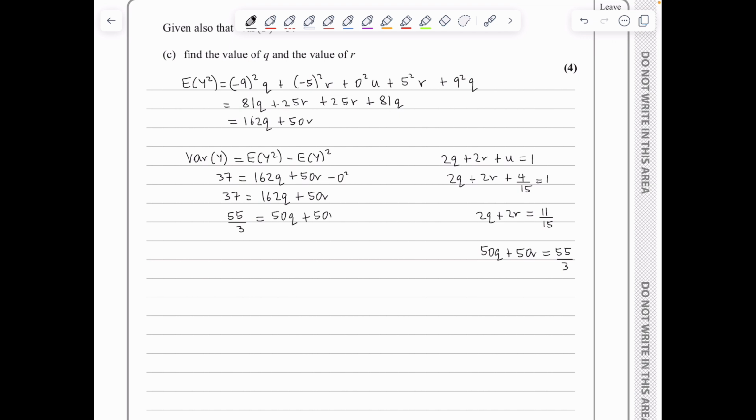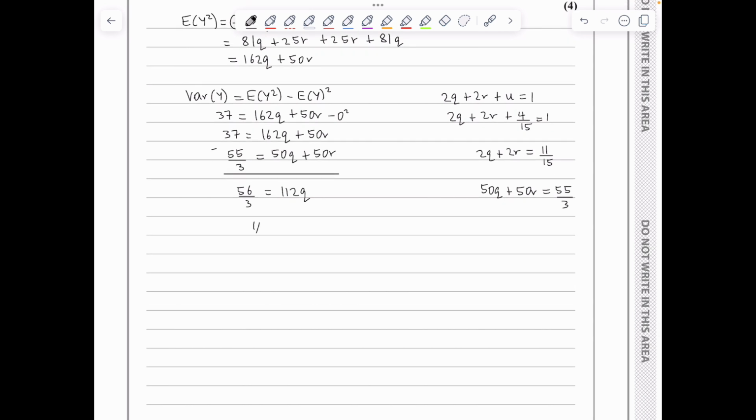We are solving simultaneous equations here. I will deduct one from the other, leading to 56 over 3 being equal to 112q, and if I divide both sides by 112, I get that q is a 6th, and I can go back and substitute into this equation here to find the r. So I've got 2 times 1 over 6 plus 2r is equal to 11 over 15. So 1 over 3 plus 2r is 11 over 15, leading to 2r being equal to 2 over 5, and therefore r is 1 over 5.